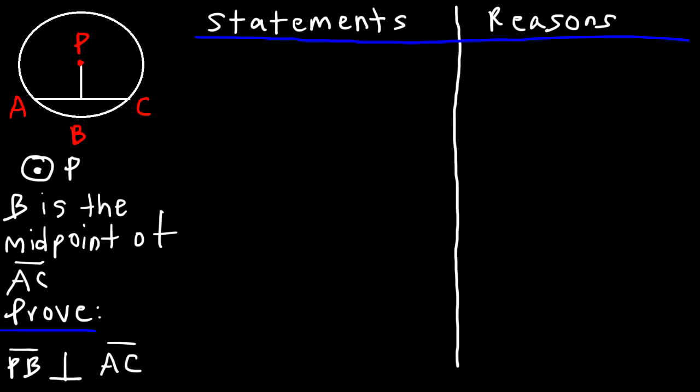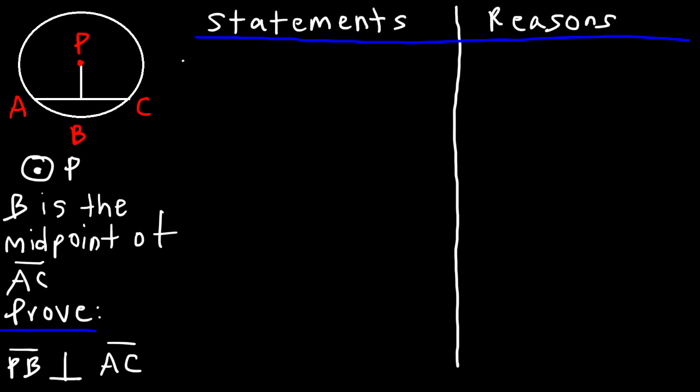Now, in order to show that they're right angles, we need to use the right angle theorem. So we can clearly see that these two angles are supplementary. They form a linear pair. But we also have to show that they're congruent. And using the right angle theorem, then we can show that they're right angles.